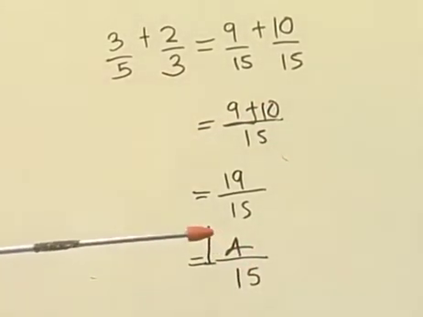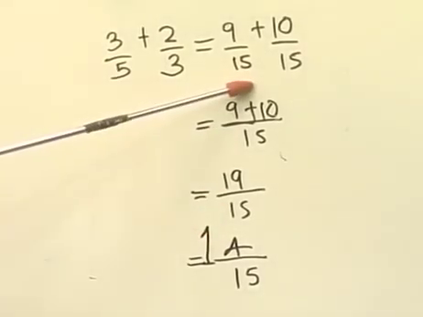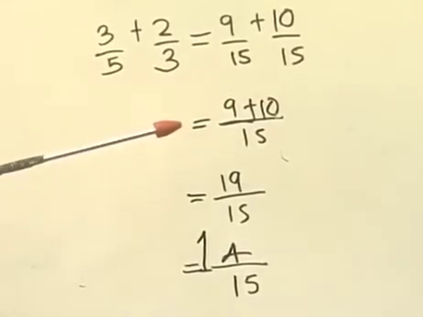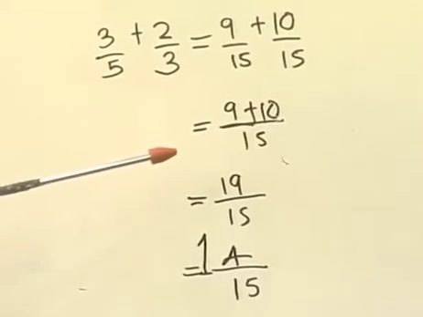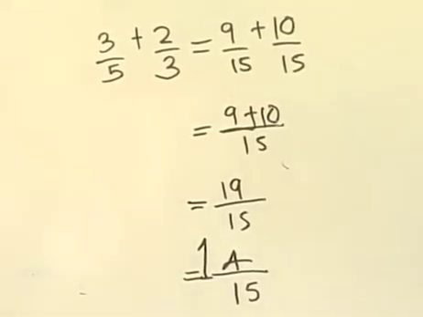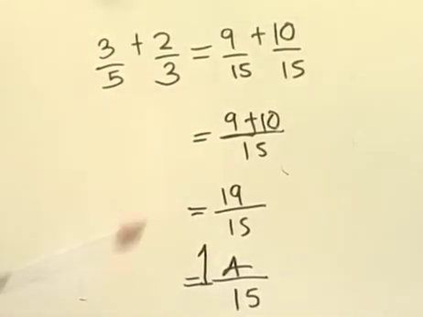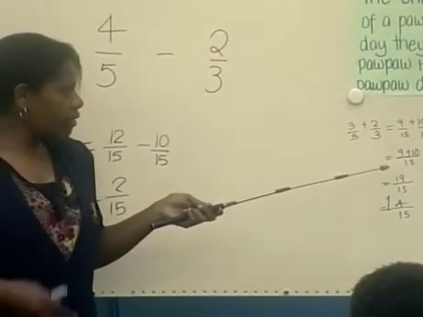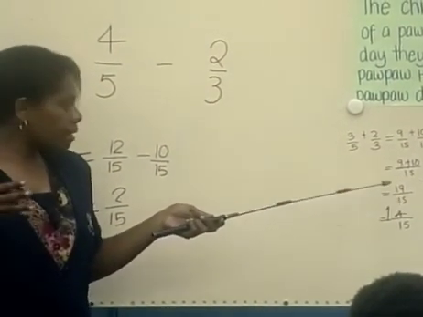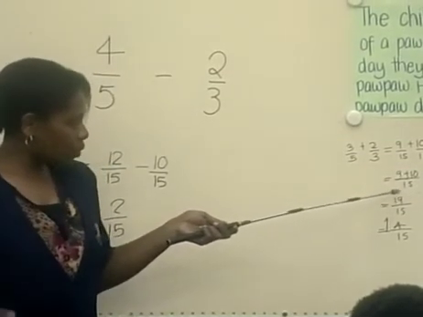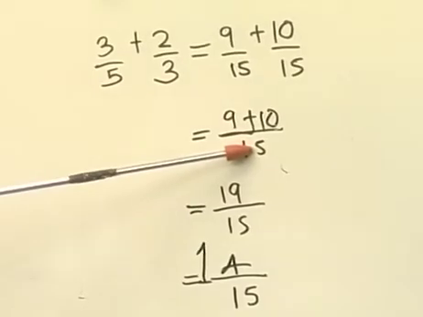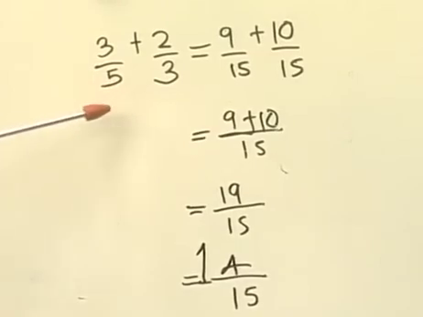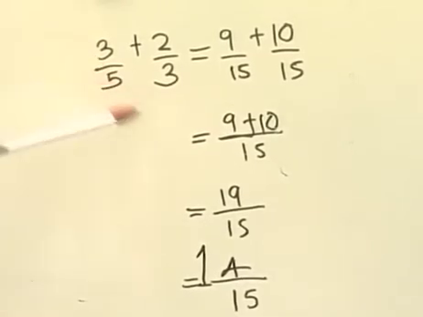What is 15? All right, 15 is the lowest common denominator of which numbers? Of 5 and 3. Because you said 15 is the lowest common denominator of 5 and 3, apply the same rule where you divide 15 by 5. What's 15 divided by 5? 3. Okay, 3 times 3 is 9.